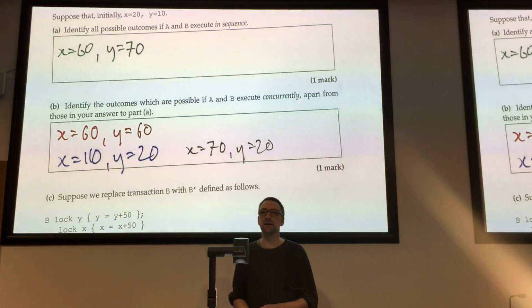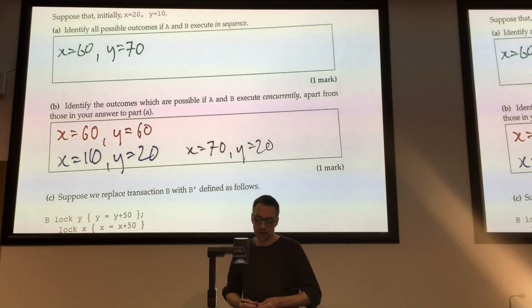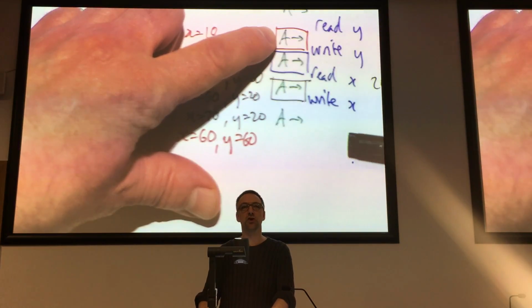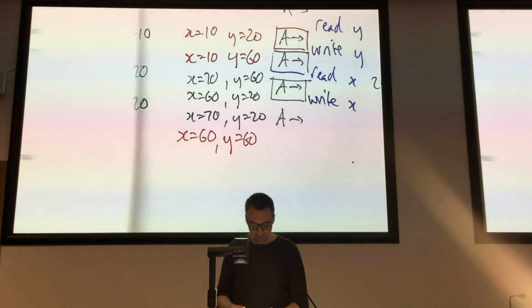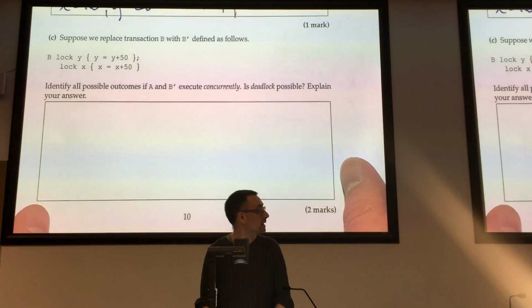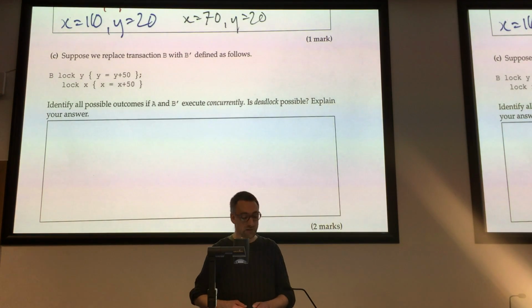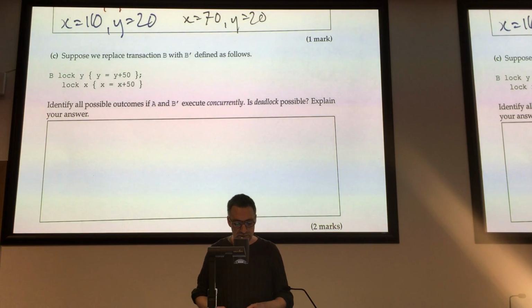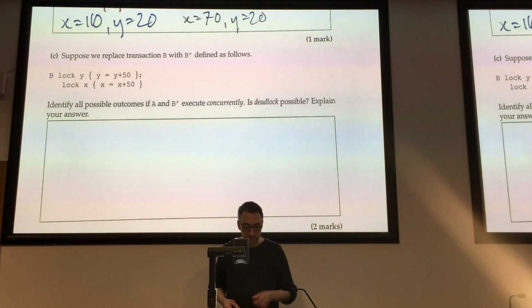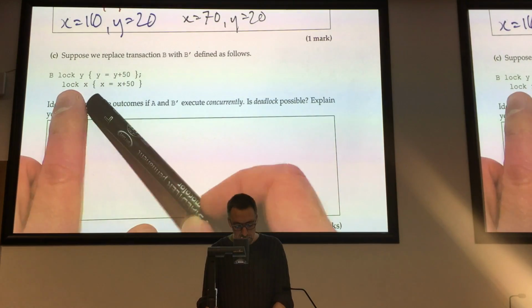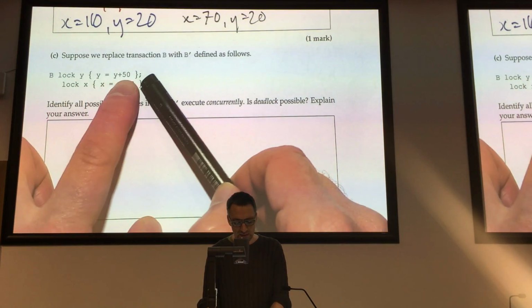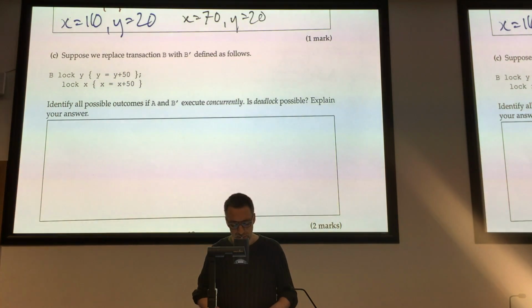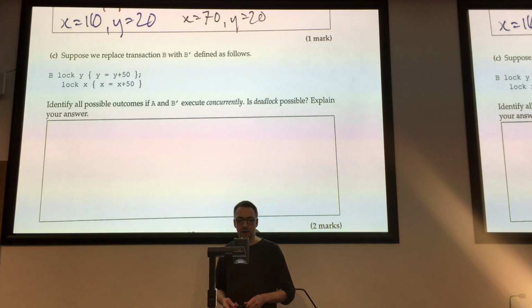So there's three things that might happen in concurrent execution, because A can happen at any stage during the execution of B. Okay. Finally, suppose we replace the transaction B with B prime, defined as follows. B locks y, adds 50 to y. What can happen?